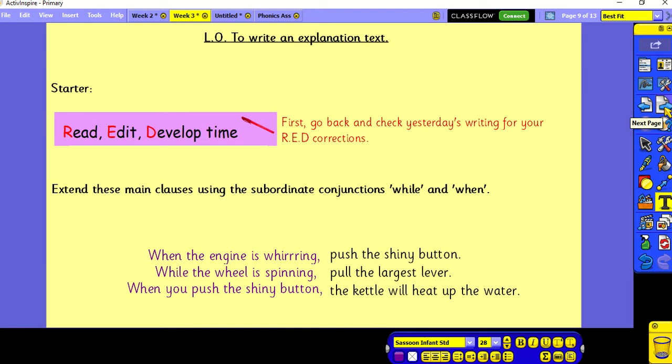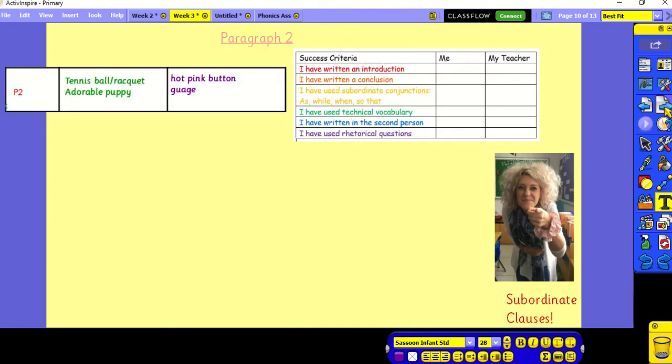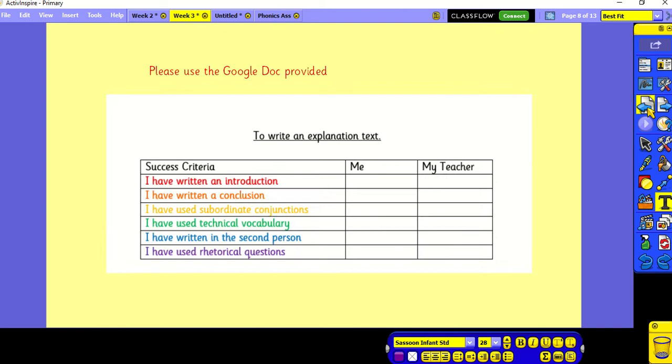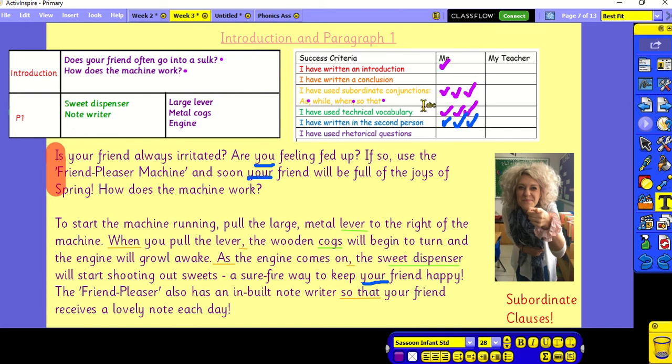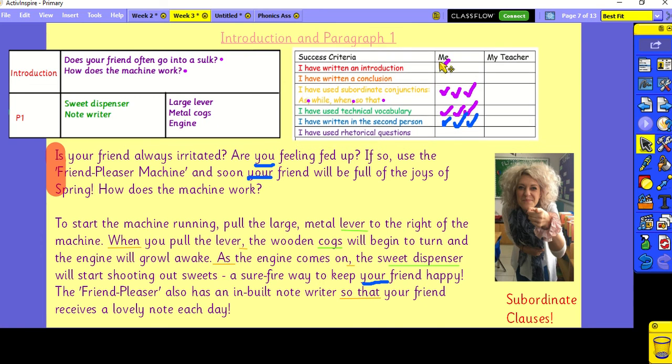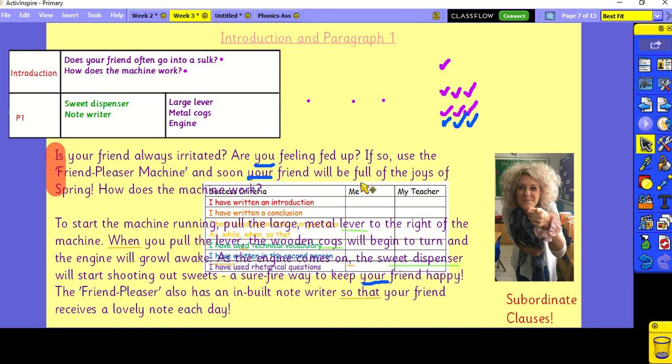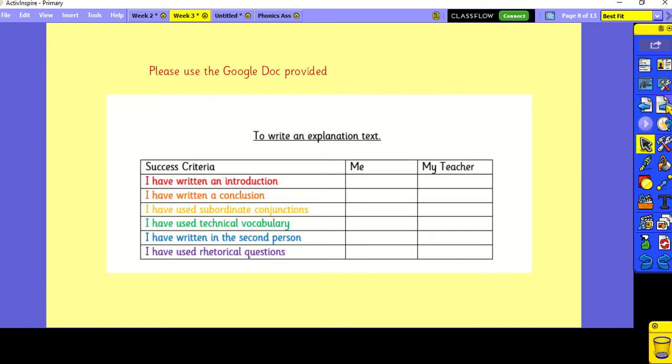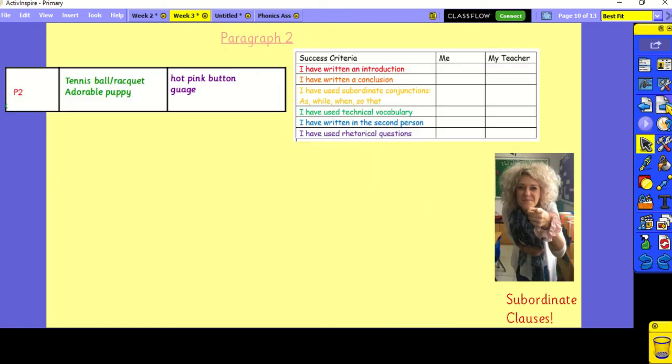So, moving on. We are now writing paragraph 2. Yesterday, we wrote paragraph 1. We marked off our success criteria, and we used our plan, very important. Now I am going to try and copy these ticks over if I can, because we know that we've already done some of these things. Yes, there we go. Okay, so we've already written our introduction.